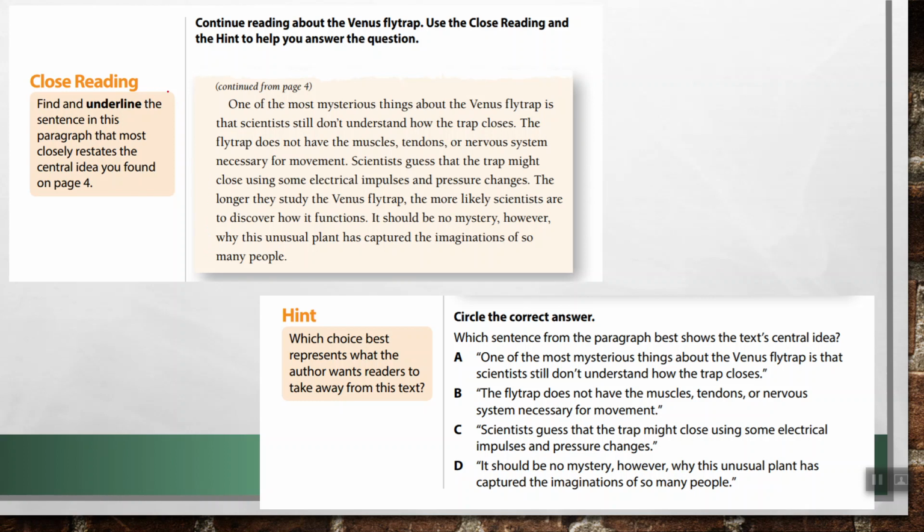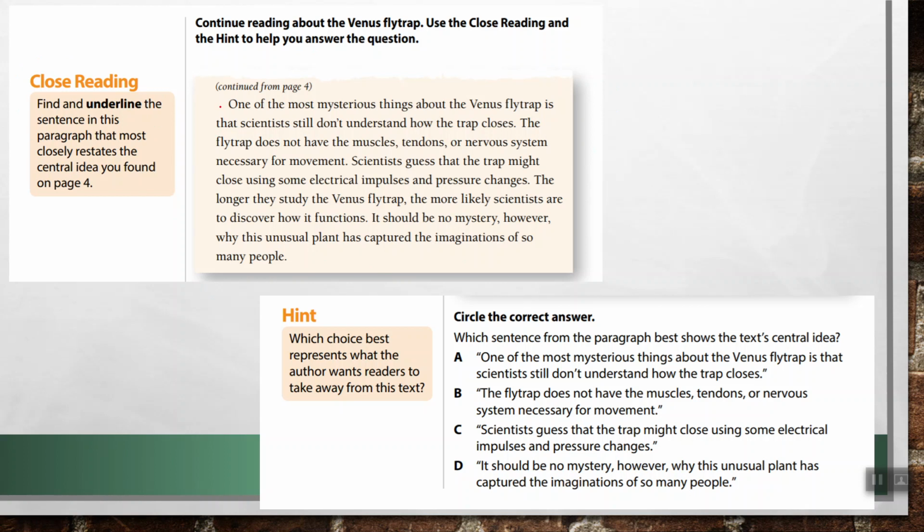All right, we have a closed reading box here that says, find and underline the sentence in this paragraph that most closely restates the central idea you found on page 4. So remember, before we came to this page, we said that the central idea, the reason why this author is writing this passage, is because she wanted us to understand that the Venus flytrap is unique and that people find it incredible. So we're going to reread this paragraph and underline the sentence that helps support the idea that the Venus flytrap is unusual and people are intrigued by it.